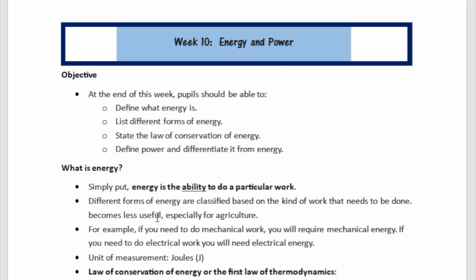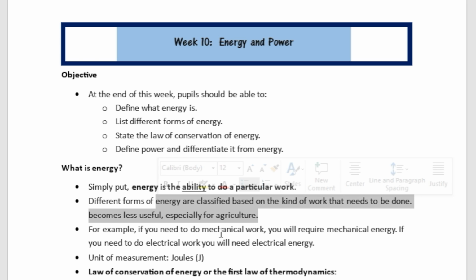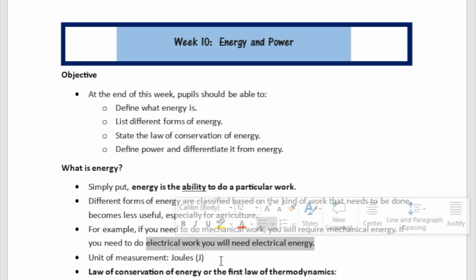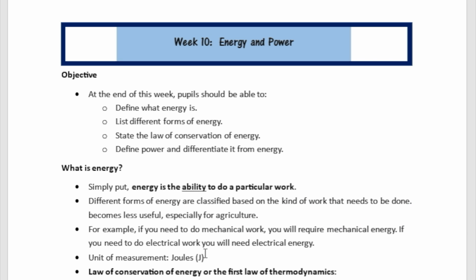But there are different forms of work that we need to do, and as a consequence of that, there are going to be different forms of energy that we require. So for example, if you need to do mechanical work, you will require mechanical energy. If you need to do electrical work, you are going to require electrical energy. We're going to talk about different forms of energy from that standpoint.